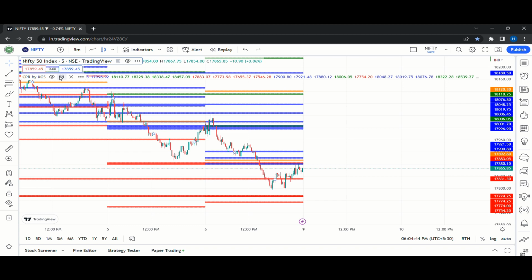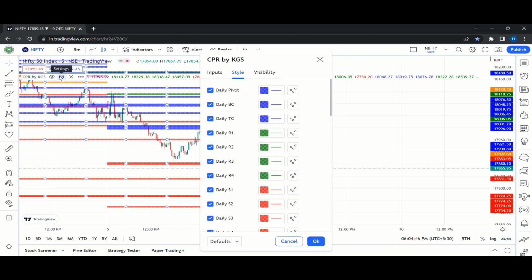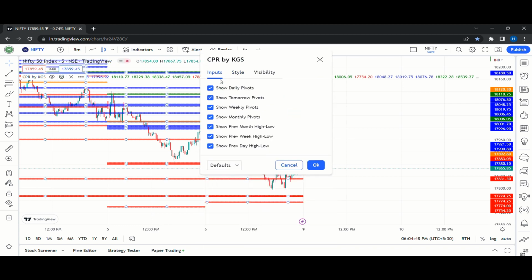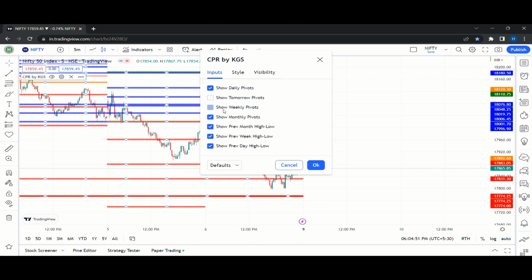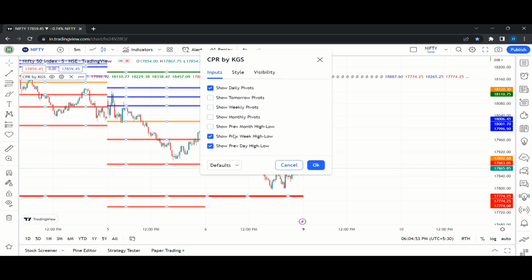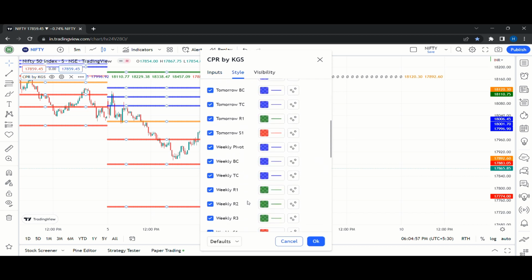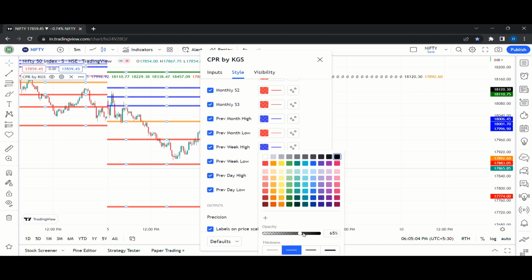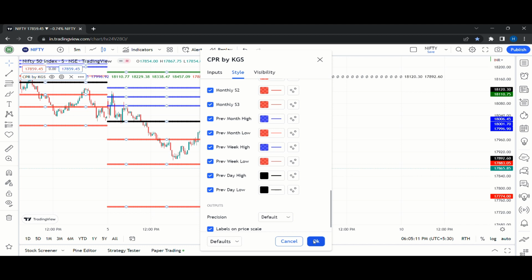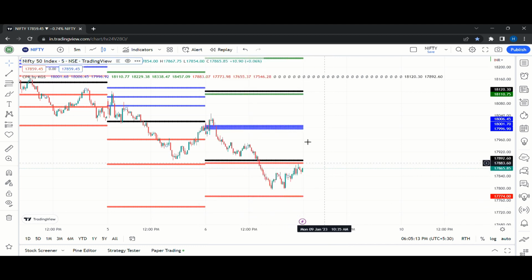We only need CPR, current day pivot, and previous day high and low, so we can deselect all others in settings. Then in styles we can change the color of previous day high and low to black. Then click the OK button. Now you can see the CPR, pivots, and previous day high and low in the chart.